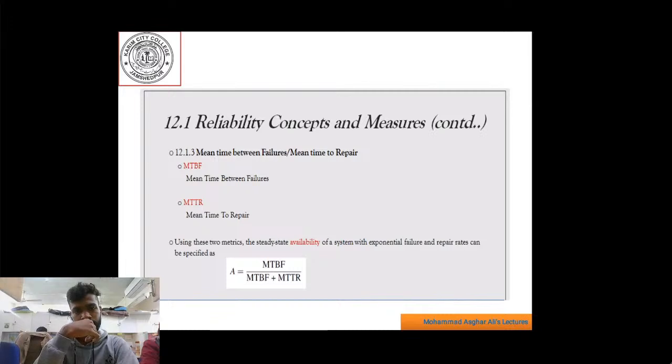The MTBF is the expected time between subsequent failures in a system with repair. MTBF can be calculated either with empirical data or from the reliability function, with the help of this formula. MTTR is related to the repair rate as MTBF is related to the failure rate. Using these two metrics, the steady state availability of a system with exponential failure and repair rates can be specified as A equals MTBF divided by MTBF plus MTTR.